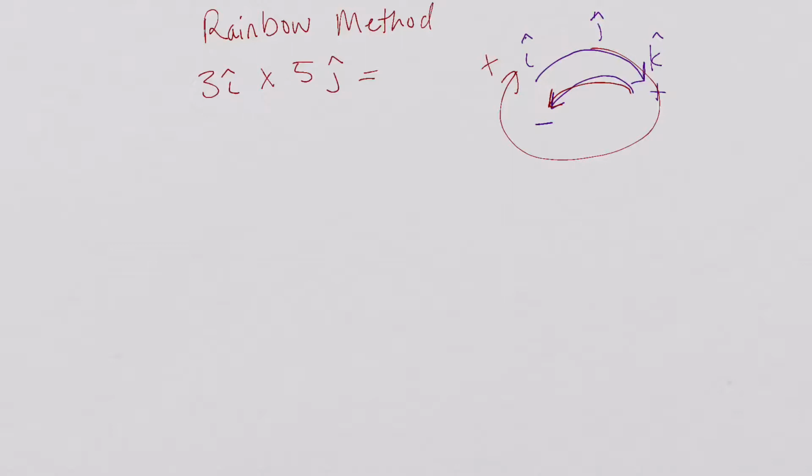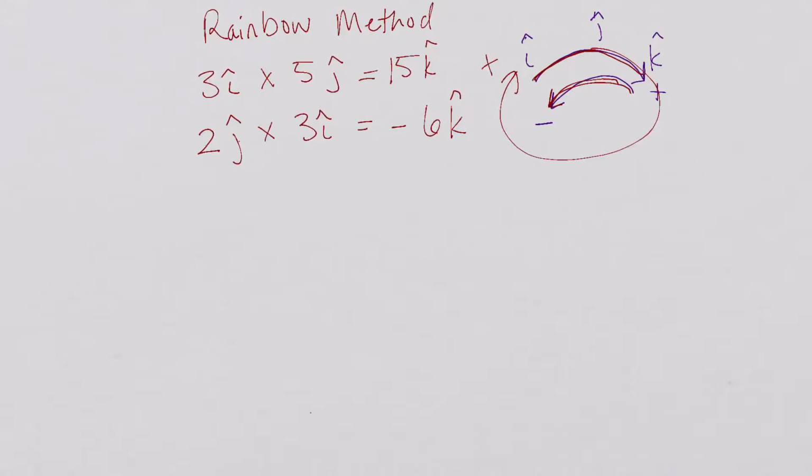So for this example, 3i cross 5j, so it's I cross J, so it's moving in that direction, so that would be positive K. So that'd be 15K. If we did 2j cross 3i, so J cross I, so we'd be moving counterclockwise, and that would give us a negative K. And then we did the 2 times 3, so negative 6K.